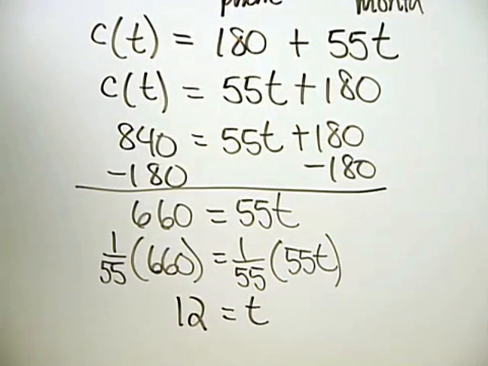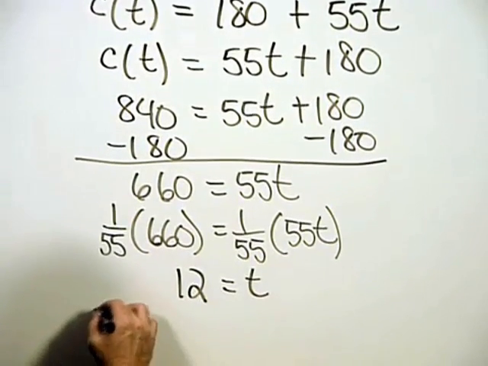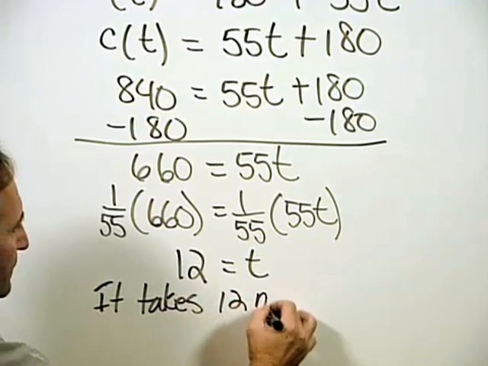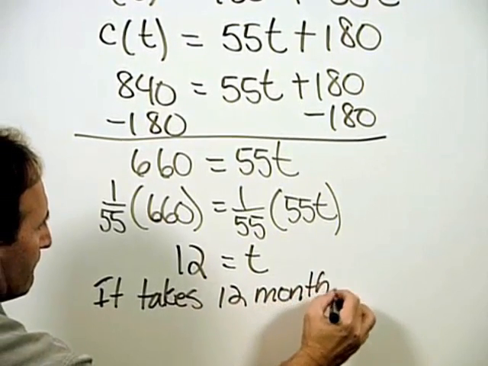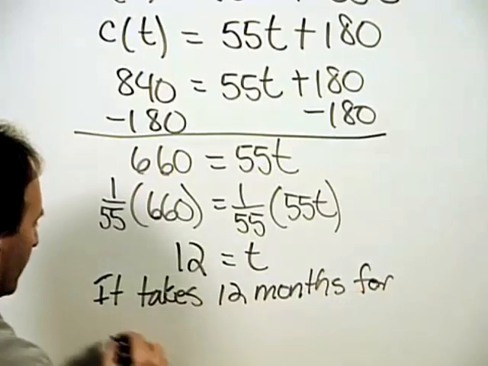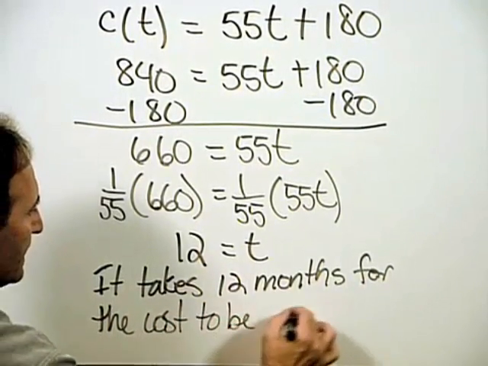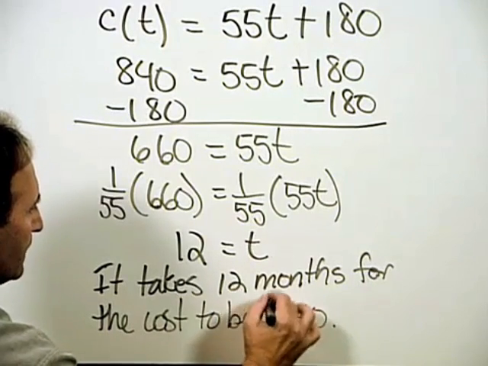Remember, t is the number of months, so what we would write is it takes 12 months for the cost to be $840.